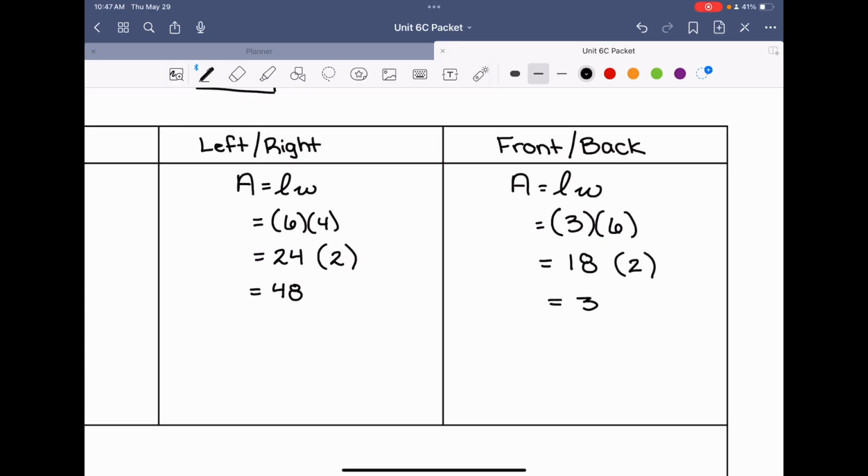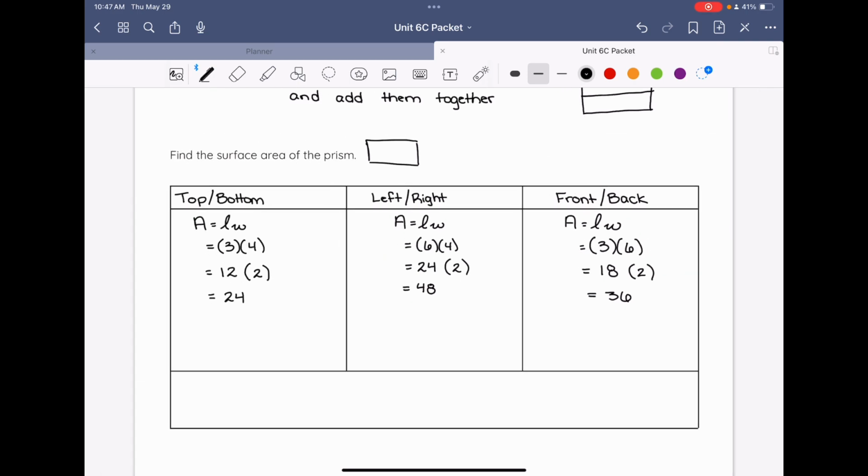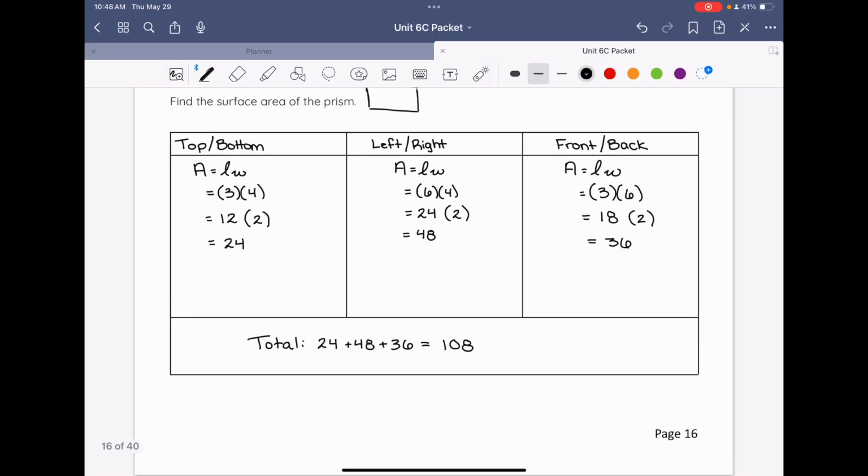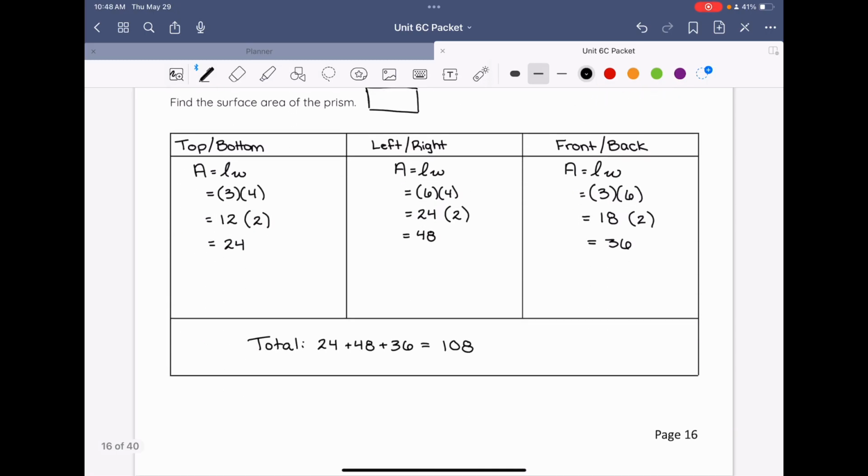Now, last step, because I want the total surface area, I just need to add everything together. So for my total, I'm going to add everything up. 24 plus 48 plus 36. Add that all up in your calculator. You should get 108. And the units should be inches squared.